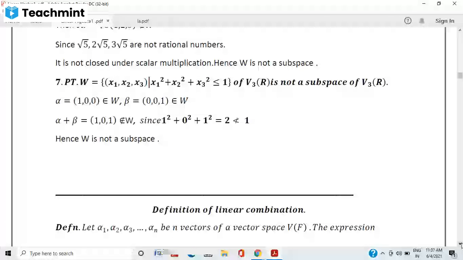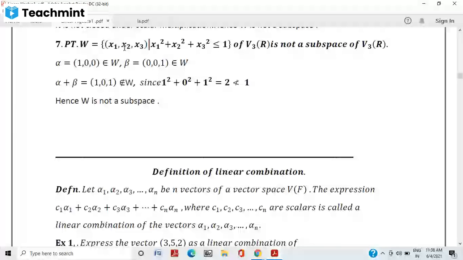Then we will move on to the next problem. Prove that W equal to the set of all (x1, x2, x3) such that x1 square plus x2 square plus x3 square is less than or equal to 1, of V3 of R, is not a subspace of V3 of R. How is W defined? As (x1, x2, x3), but the condition here is that x1 square plus x2 square plus x3 square should be less than or equal to 1. We have to show that it is not a subspace. For that, we will show that any one of the conditions is not satisfied.